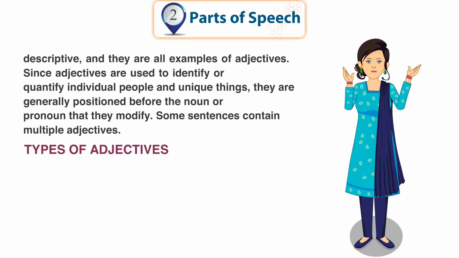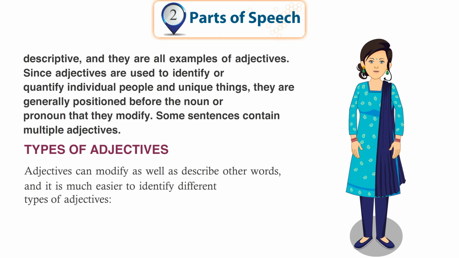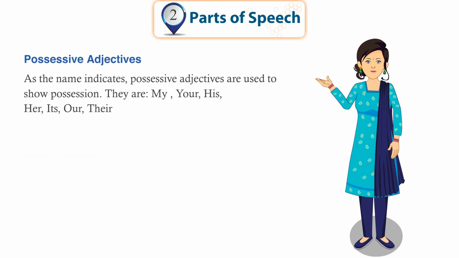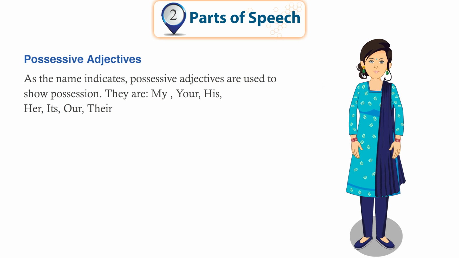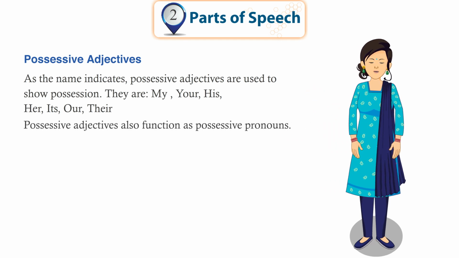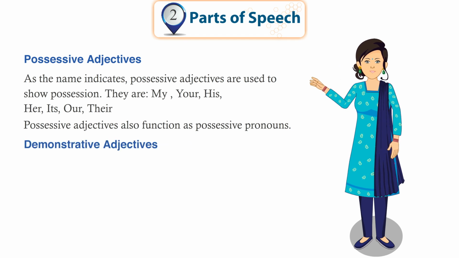Types of adjectives. Adjectives can modify as well as describe other words, and it is much easier to identify different types of adjectives. Possessive adjectives. As the name indicates, possessive adjectives are used to show possession. They are my, your, his, her, its, our, their. Possessive adjectives also function as possessive pronouns.